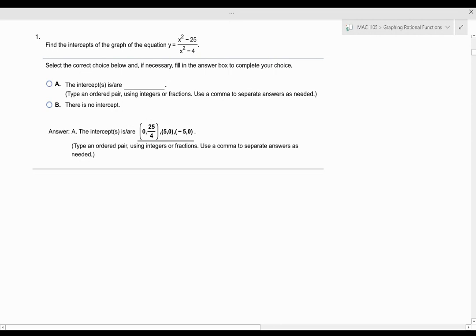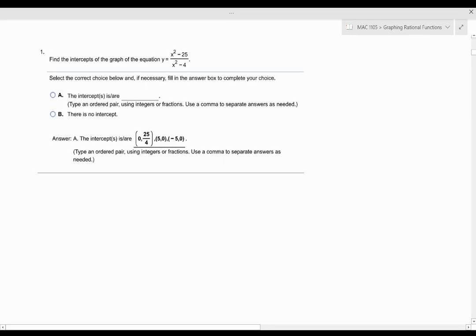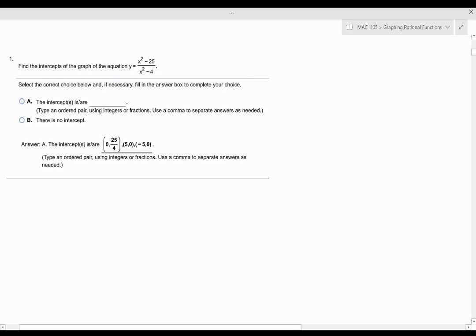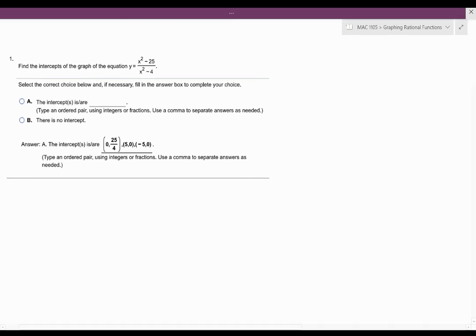Okay. All right, so for this first problem, it says find the intercepts of the graph of the equation y equals (x squared minus 25) over (x squared minus 4). And it says select the correct choice below, and if necessary, fill in the answer box to complete your choice, okay? So remember, we have 2 types of intercepts, okay? We have x-intercepts.